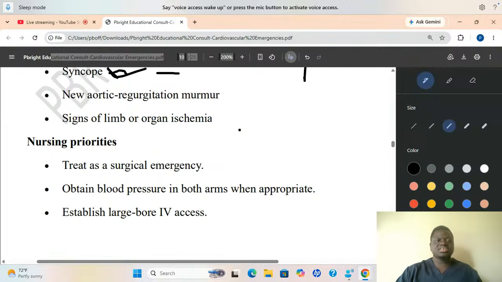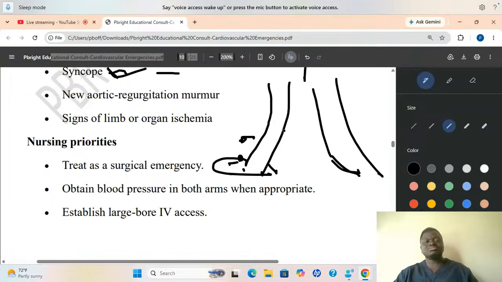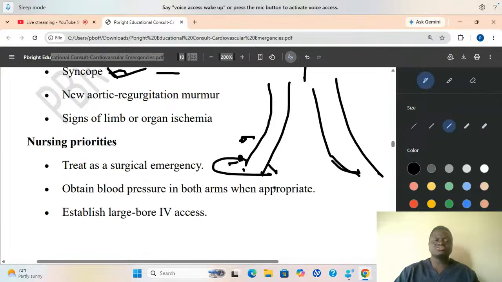Then signs of limb or organ ischemia. So mostly some patients will be having limb ischemia: their legs, cold skin, absent pulses. And they'll be having paresthesias, electrolyte imbalance in the extremities. The spleen will be struggling. So it's not easy. It's not a nice condition at all.